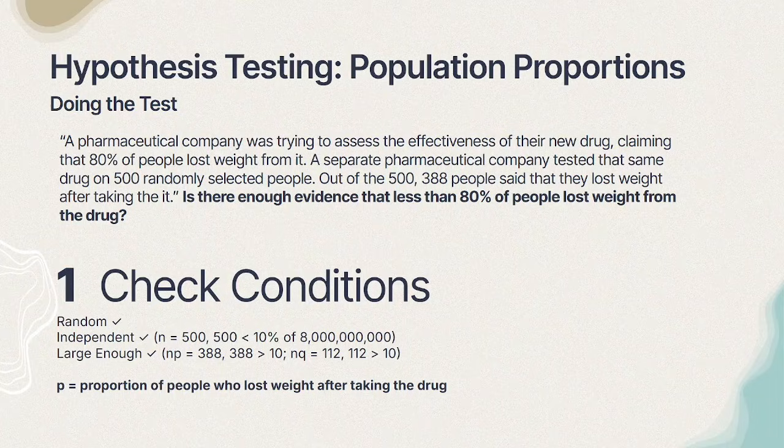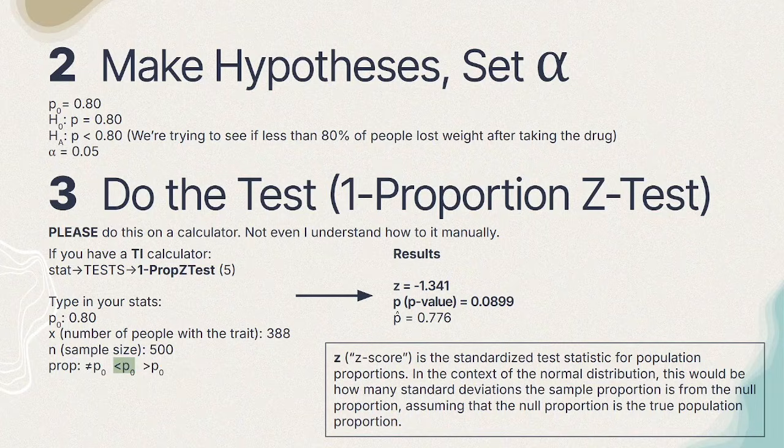First, we check our conditions. Random sampling, check. Independence, our sample of 500 is way less than 10% of the population, so check. Large enough sample, both np and nq, which come out to 388 and 112, are well above 10, so check. Next, we set up our hypotheses. Our null is that the true proportion equals 0.80. Our alternative is that the true proportion is less than 0.80, since we are asking if fewer people lose weight than claimed. We set alpha as 0.05.